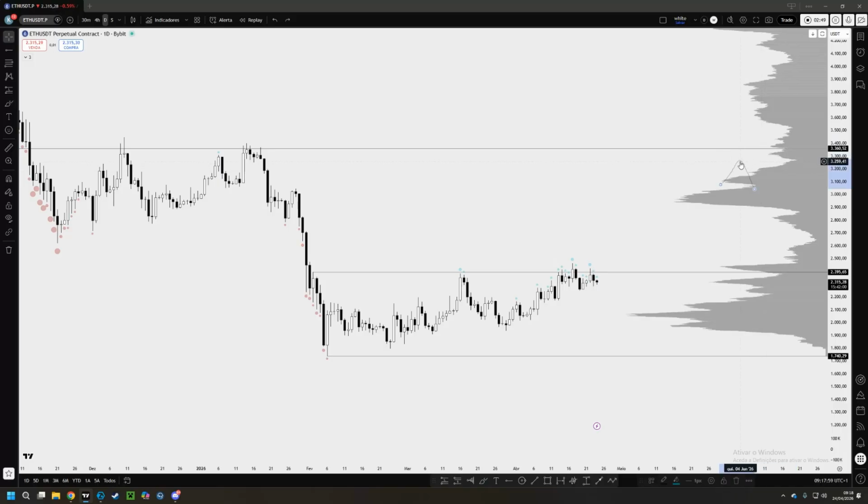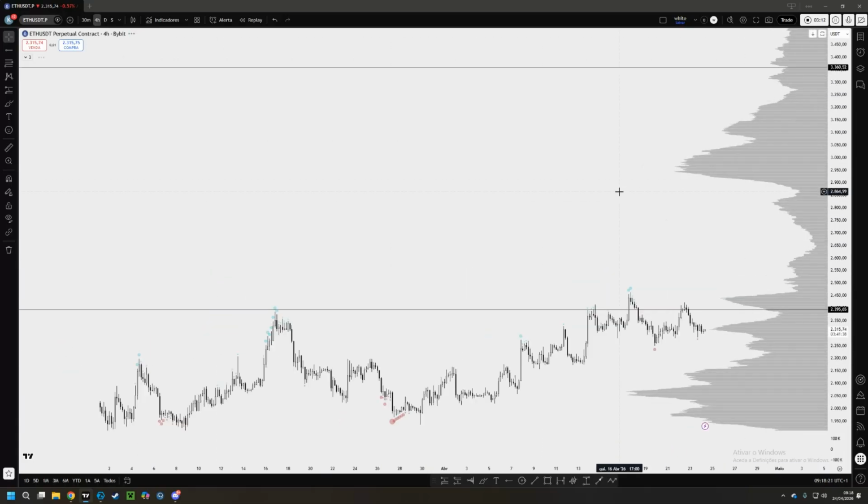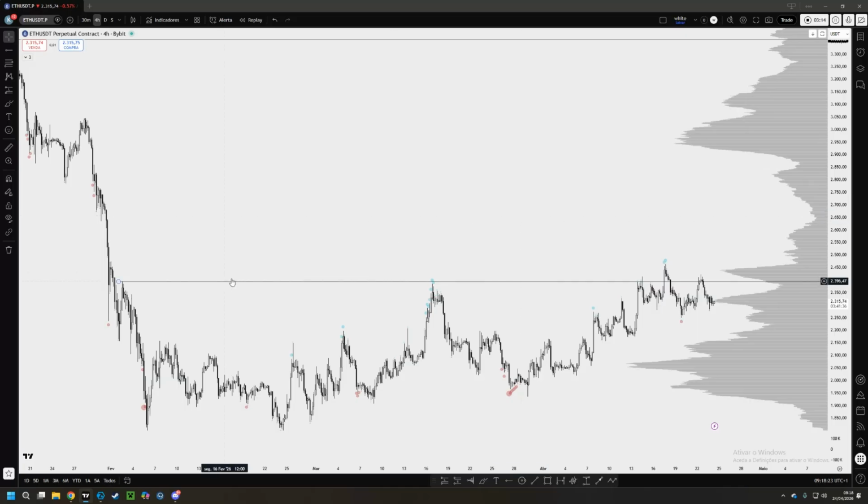Okay, so since we were approaching this low volume node, we have this imbalance. We have this high that was still not taken. We tried to take it, but not close enough. I want to look for shorts if we took this high. If we take this high, I mean. So what I do next is I always go on the 4-hour time frame.